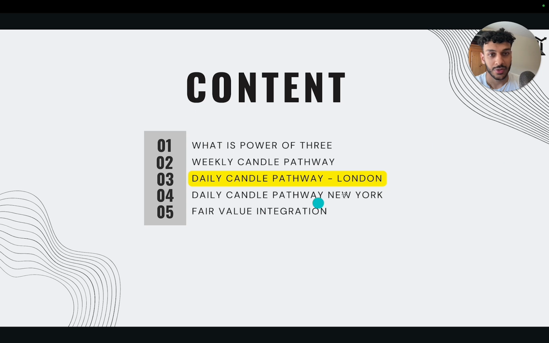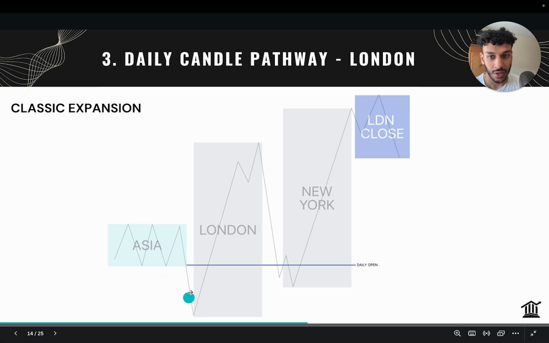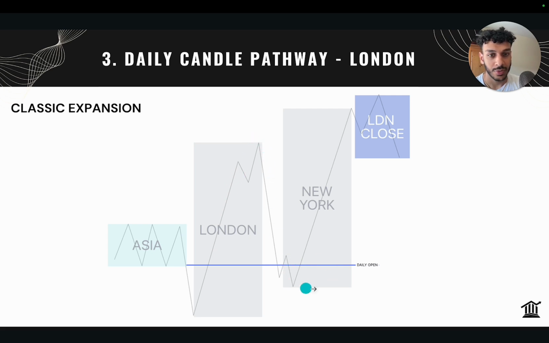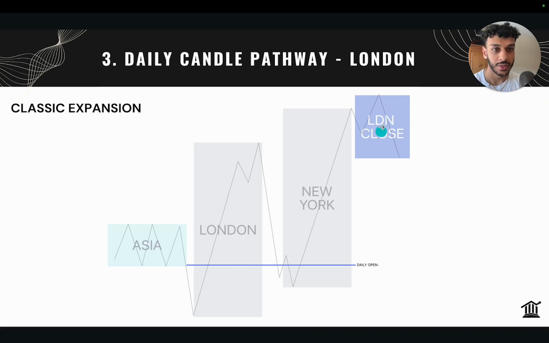So daily candle pathway in London. Now this is a visual depiction of the classic expansion. This is the ICT depiction that I just drew up. The cycle itself is Asia consolidation. London runs beneath Asia, or above for a bearish example. We then have a London expansion. We then have a retracement. And then New York looks to continue the move of London. And then London close ends off the high, creating high of day.